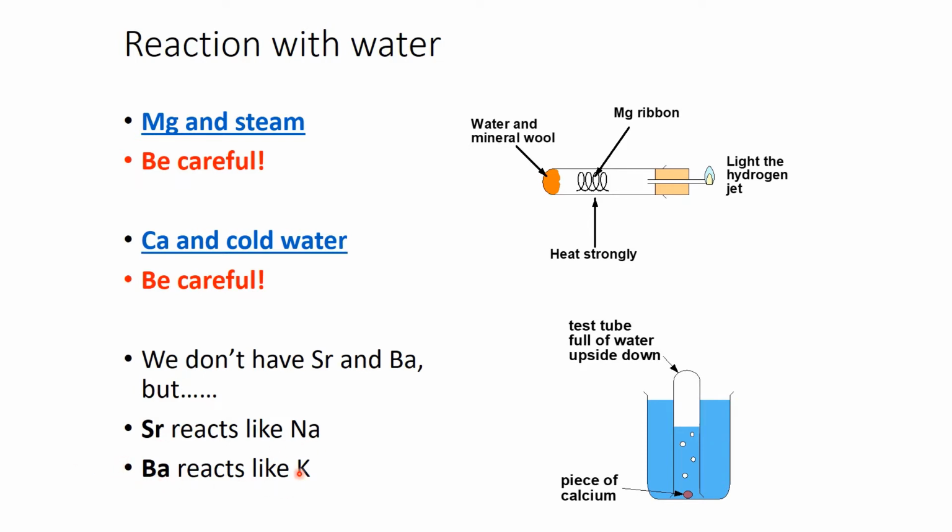What I'd like you to do whilst you're watching the video is just to make some notes of each demonstration, and once you've watched the demonstration, I'd like you to pause the video and write down the 2 equations. One equation for the reaction with magnesium and steam, and one equation for the reaction of calcium and water. Please can you include state symbols?